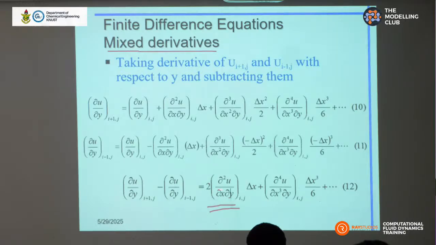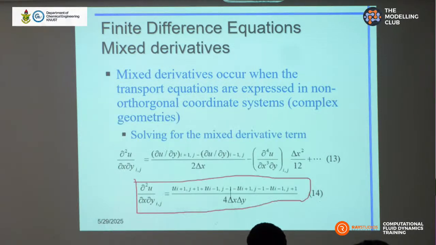If we solve for this, you divide this side here by 2 times delta x, and all these other terms become higher order terms. And so we have du/dy at i+1 minus du/dy at i-1, divided by 2 delta x, plus all the higher order terms.